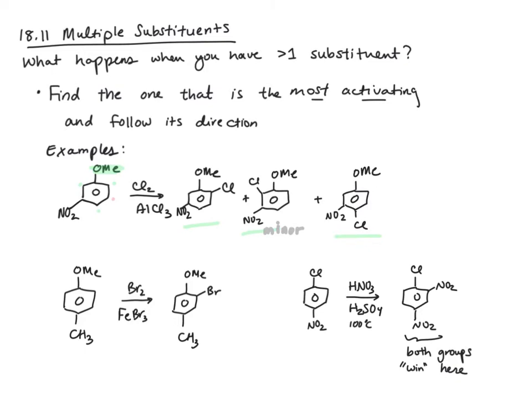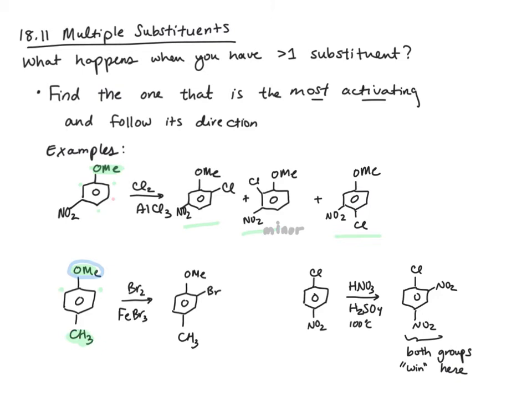What about when we have a methoxy versus a methyl group? Here we have an electron donating group and an electron donating group. How do we know which one to choose as our preference? What we want to choose is the one that is more electron donating, which is our methoxy group. So here this is our ortho-para director, so these 2 positions are going to be the ones that are functionalized, giving us our bromine at the position ortho to the methoxy group.